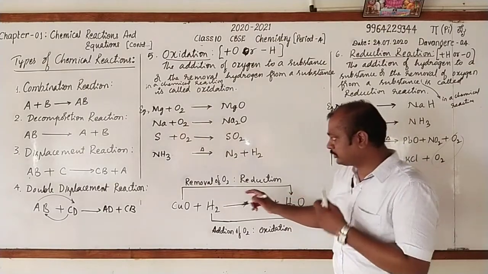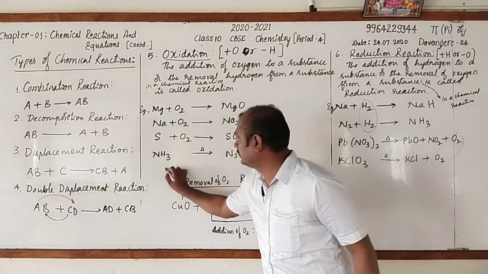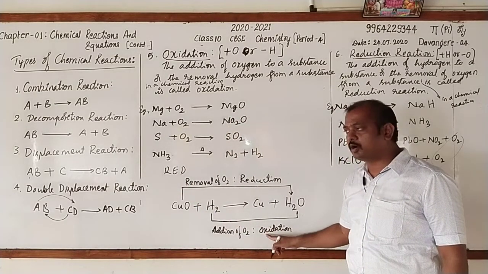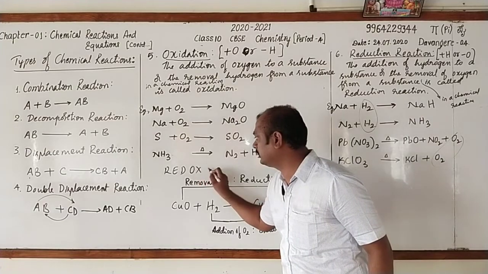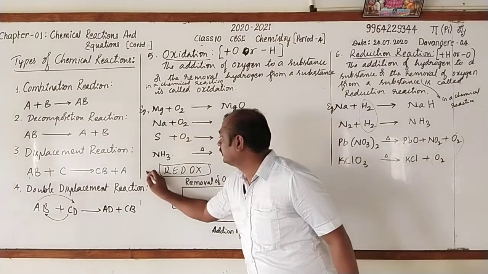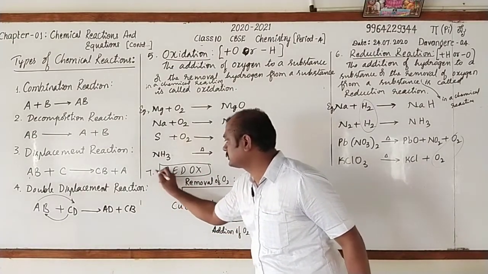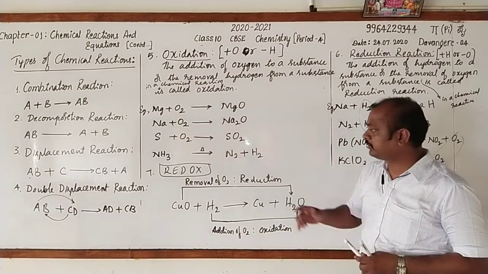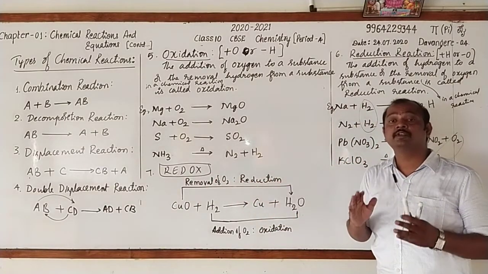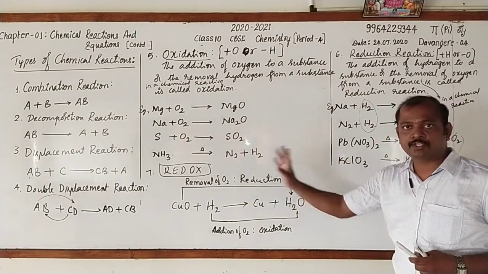Okay. I am going to take red from reduction and ox from oxidation, and the new chemical reaction is called redox reaction. This is the 7th one. The chemical reaction in which both oxidation and reduction take place simultaneously is called redox reaction.